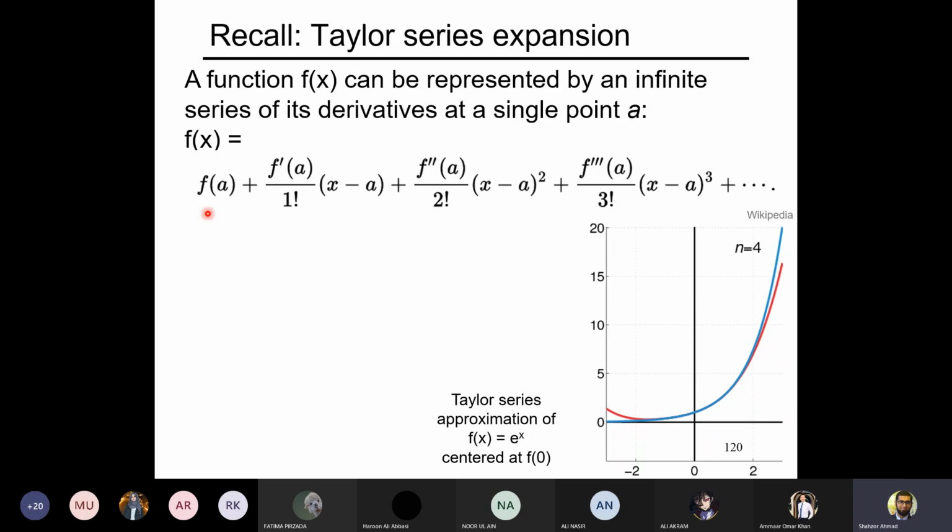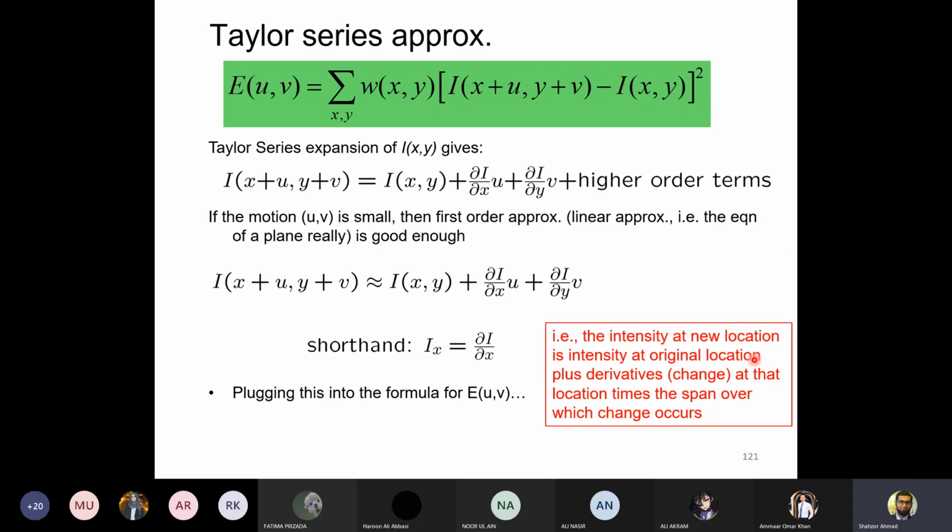So f of a is the function evaluated at any given point A. So for instance, a could be 0. And f of a plus f dash of a. So f of a is the function evaluated at a. F dash of a is the derivative of the function evaluated at point A. Then f double dash is the second derivative of the function evaluated at point A, and so on. So the more terms we keep on adding, so for instance, right here we're adding 2 terms, then 3 terms, then 4 terms, and so on. So the more terms we keep on adding, the better approximation we are able to do.